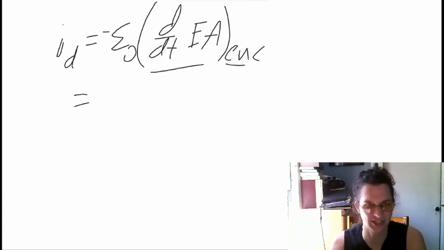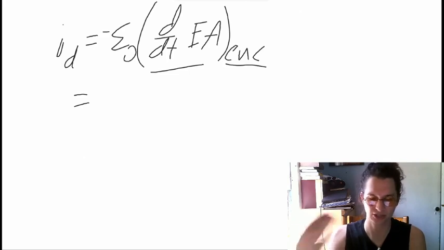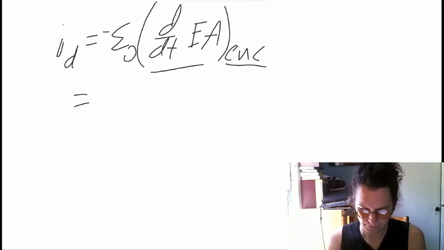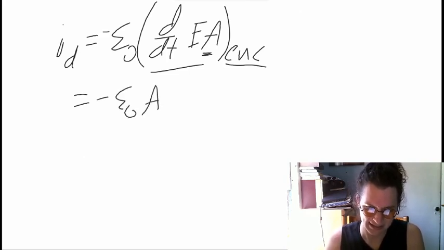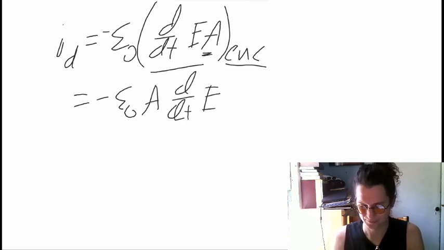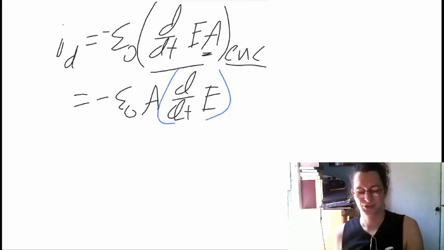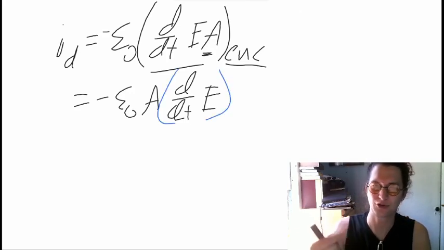All right, so as I mentioned, everything is enclosed, so we don't need to use any sort of ratio for some enclosed areas. Everything's just going to be equal to 1. And our area is going to be constant, so we can pull that out. We have negative epsilon naught A times d/dt of the electric field. The only thing that we actually need to calculate in this problem is the rate of change of the electric field. It's going to come from my graph.